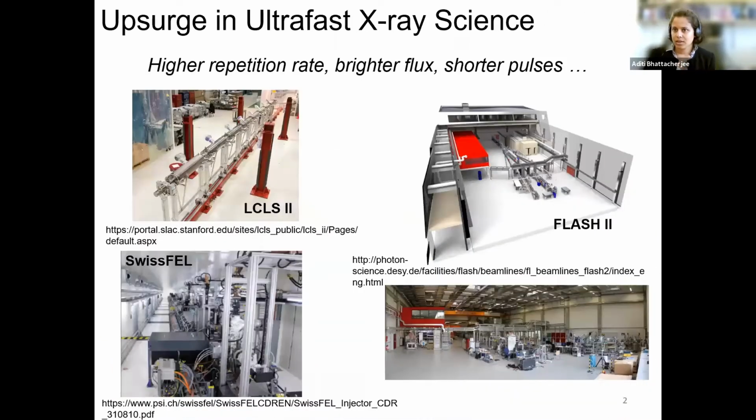So the last few years have seen a huge upsurge in ultrafast X-ray science, where proof of principle experiments are being increasingly and routinely applied to real-world chemical problems riddled with a great deal of complexity. And this has led to the commissioning of new beamlines, upgrading existing beamlines, all moving in the general direction of higher rep rate, brighter flux, and shorter pulses.